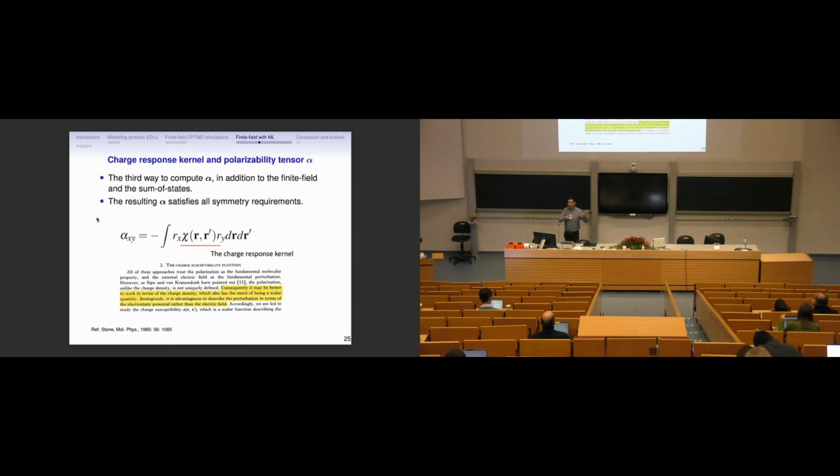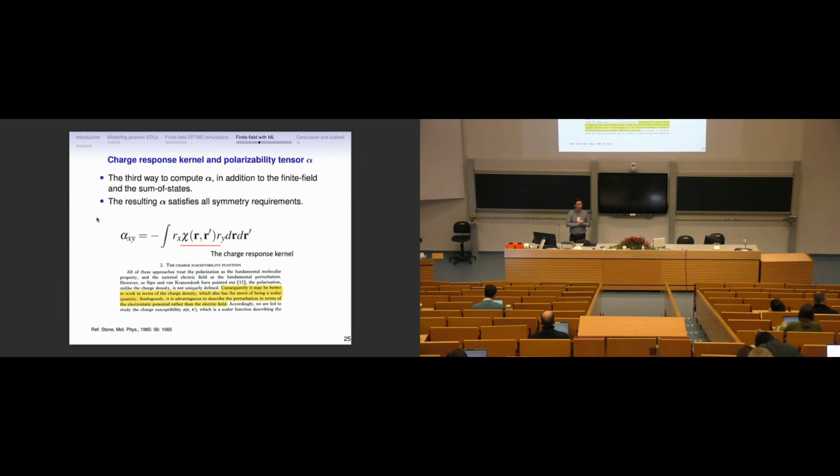And now we have the strategies to build a machine learning model. Next question is which kind of data we can use to actually generate this kernel. And we know that when you talk about the polarizability, there are two common ways to compute. You can compute with finite-field methods. You can also compute with so-called sum of states.